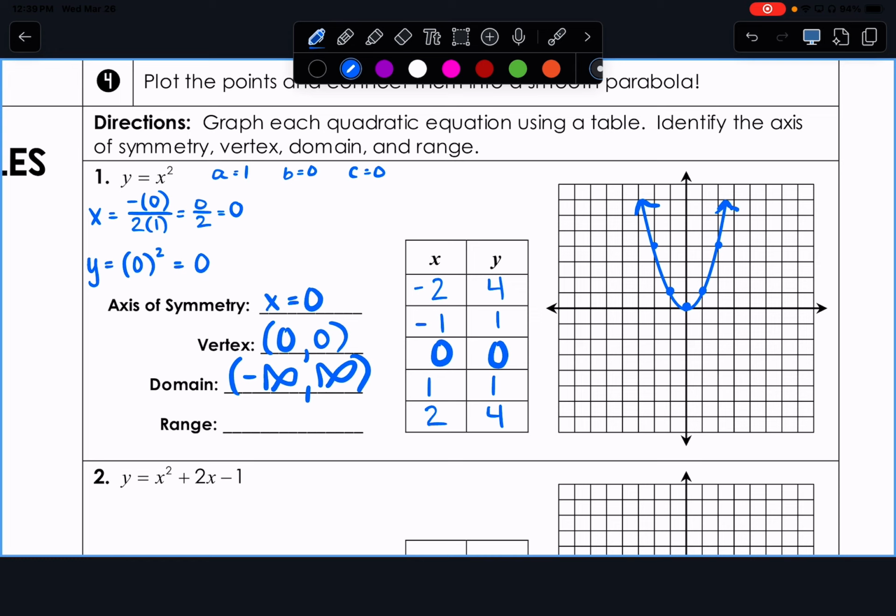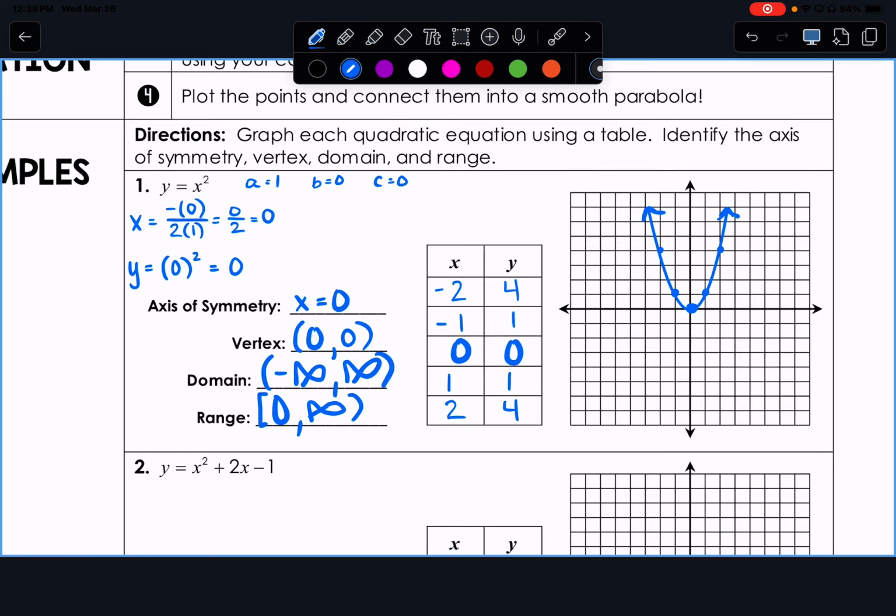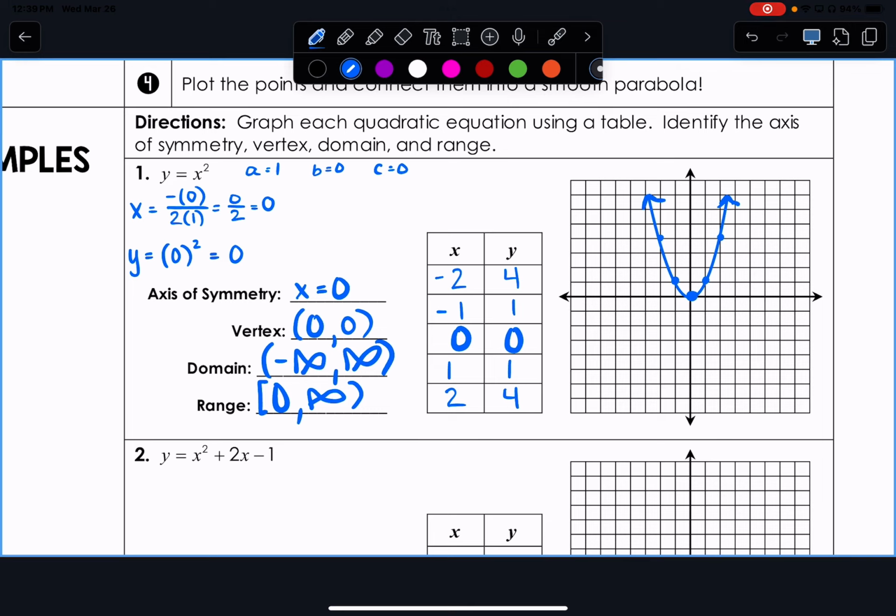Now, range changes depending on the problem. So range goes from bottom to top, right? So does this graph go down forever? No. Where's the lowest place it actually gets to? 0. And then it goes up to where? Infinity. So infinity always gets a parentheses, but since 0 has a solid point right there, what does that mean it'll get? Bracket or parentheses? Bracket. Remember, bracket means it can equal, and it can equal 0. And so that is everything we would need to do to graph a quadratic.